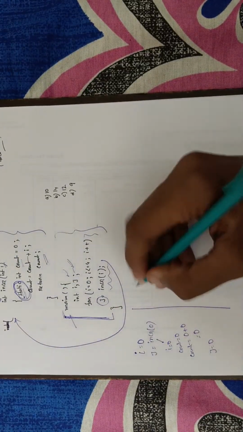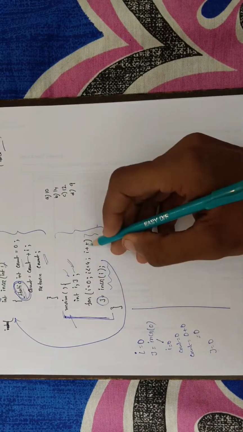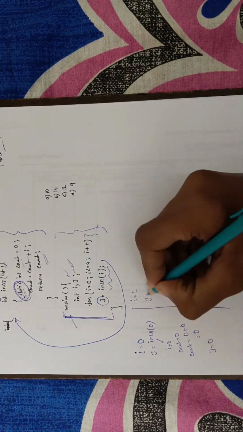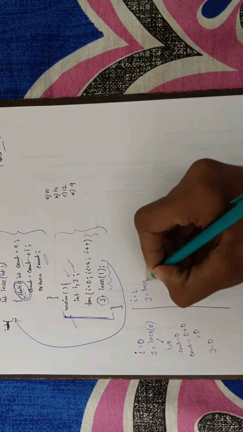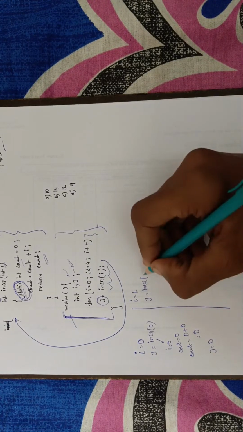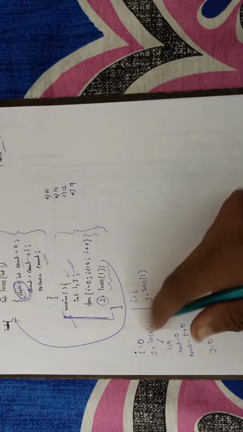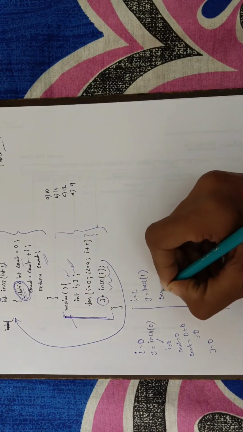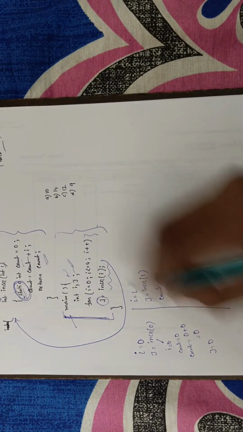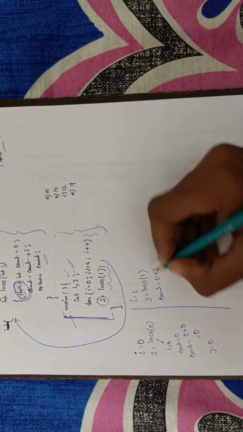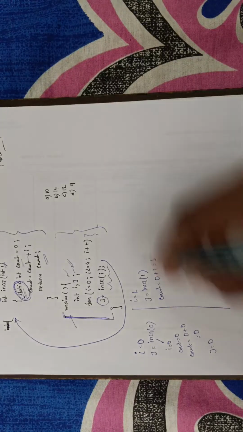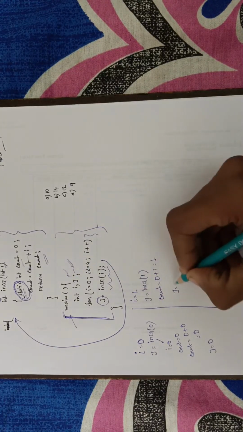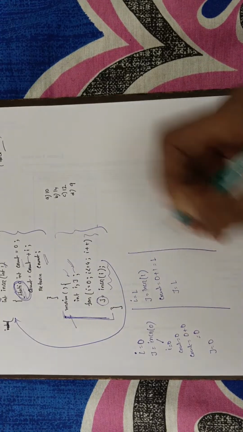Then again the i value is incremented to 1. So j is again calling incr of 1. The count value is now incremented: count previous is 0 and i is 1. So the count value is now 1. Now count is being returned, so the j value is now 1.